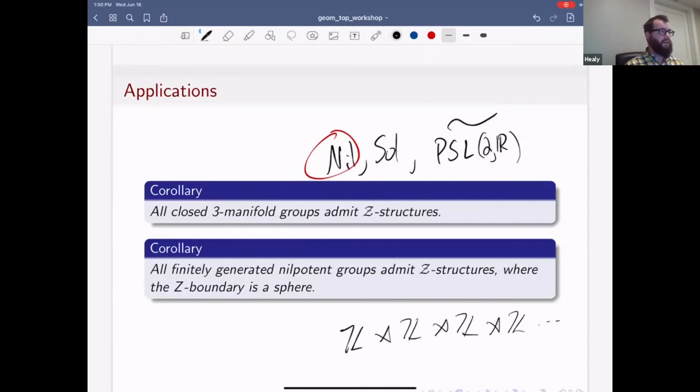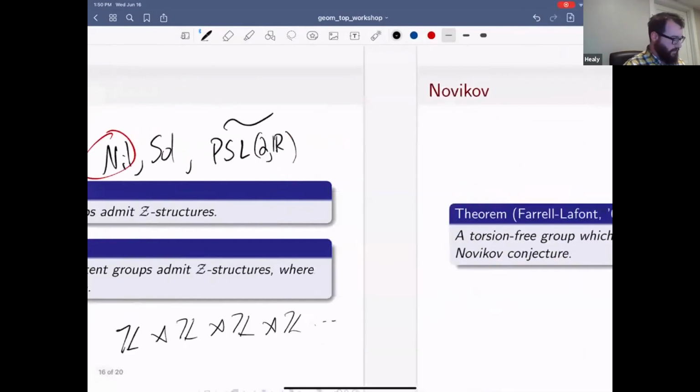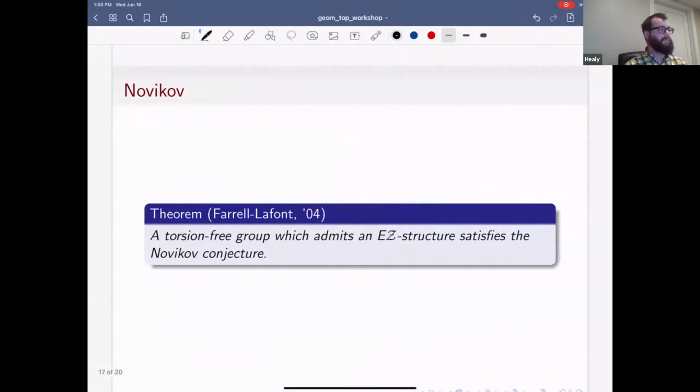I didn't make the torsion-free hypothesis in this second statement. So there is some futzing to do with torsion, but you can do that too. I was hoping to have a little bit more time by the time I got to these slides, because the most geometric topology of all the slides occurs here, which is to talk about the Novikov conjecture. But let me just sum up these last couple of slides by saying that in the torsion-free case, if you have an EZ structure, you satisfy the Novikov conjecture.